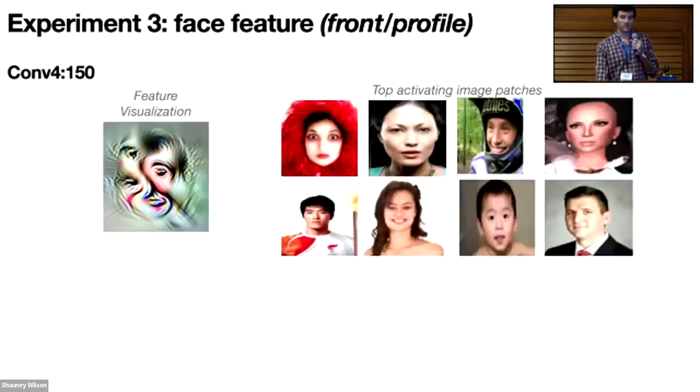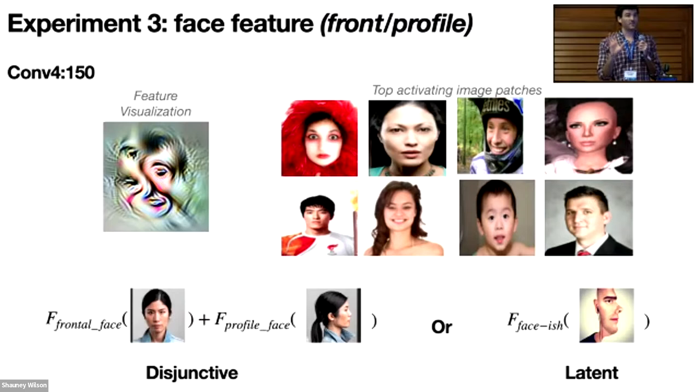Okay, in the final experiment, we're going to analyze this seemingly face detector from its top activating image patches. Now, its top activating image patches are all front facing, but this feature also likes faces in profile. So we can ask the question, is it the combination of a front face detector plus a profile face detector? Or is there just some face-ishness common to faces in front and profile views that this feature is a detector for?